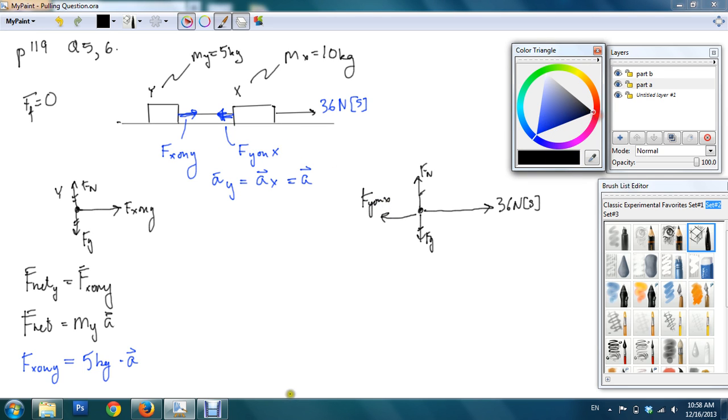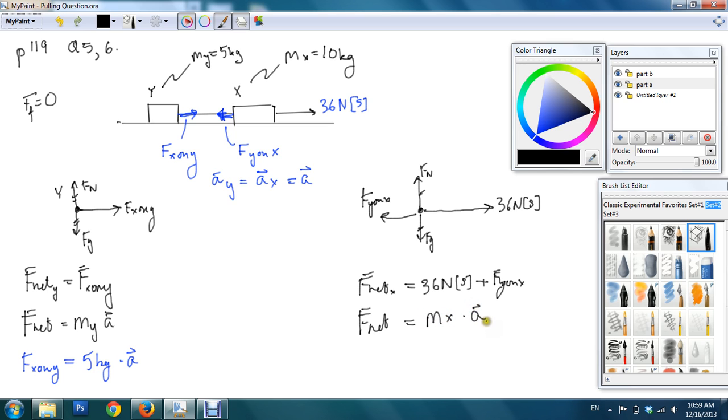So the net force on x of all forces. I'm not going to consider Fg and Fn again because they will cancel each other. So here we have 36 newtons south plus Fy on x. We also know that by Newton's second law, net force must equal the mass of the object times its acceleration. So the mass of x times its acceleration. Acceleration of x is just the same as the whole system. They're all accelerating at the same rate.